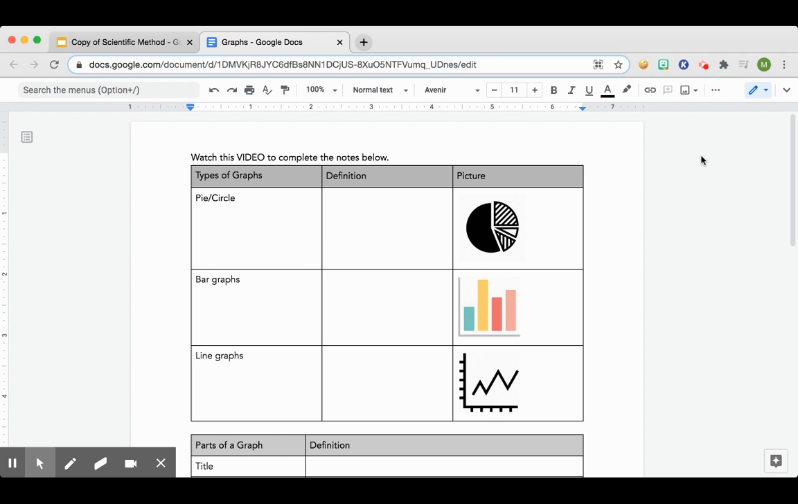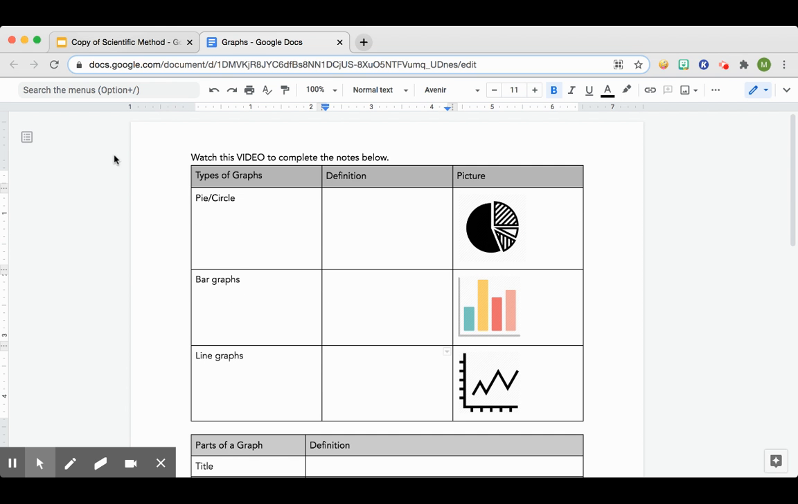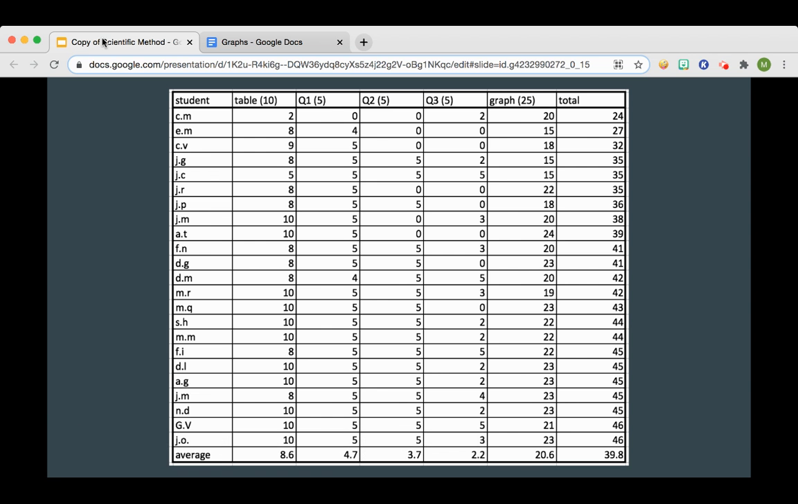Hi everybody, this is a quick video to go over some graph information. So this is what your note sheet will look like, and I'm going to go through a couple slides to give you the answers and definitions to these parts here. So as I go through the video, I will tell you to pause the video so you can copy over the definitions here. First, I'm going to start by going over why do we graph.